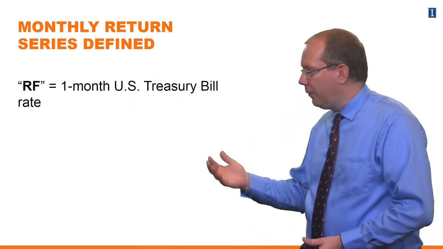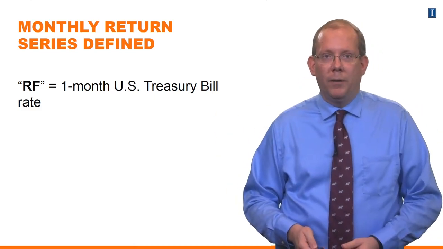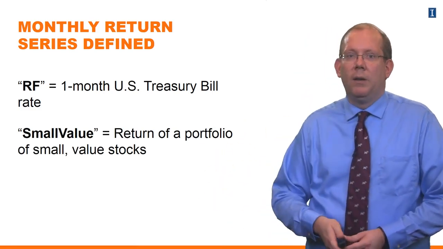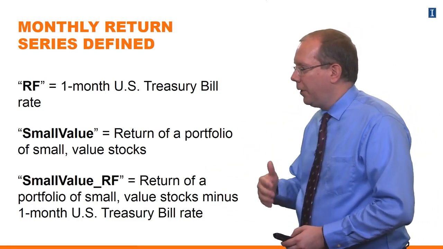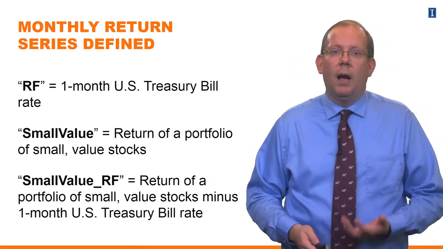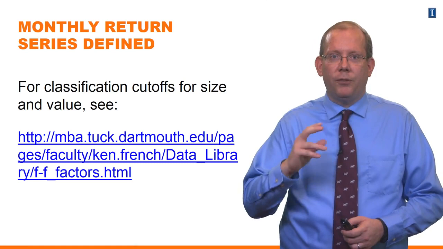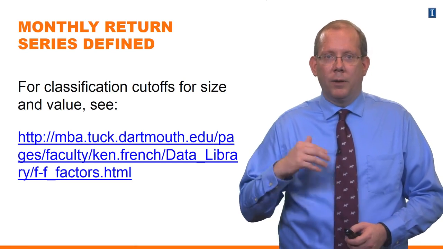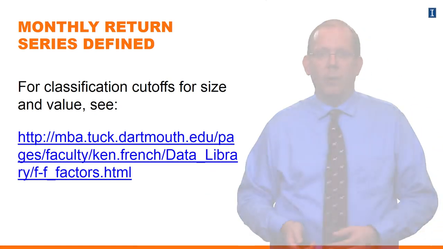This is the value factor in the three-factor model. And then RF, we talked about this, is the risk-free rate, the 1-month U.S. Treasury bill. We're looking at monthly returns in the regression. Small value is the return of a portfolio of small value stocks. And small value minus RF is simply the return of a portfolio of small value stocks minus the 1-month U.S. Treasury bill rate, so the excess return of small value stocks. If you want information on the classification cutoffs for size, like what's a cutoff for small, what's a cutoff for big, what's a cutoff for value, what's a cutoff for growth, I refer you to this page on the Kenneth French data library website.